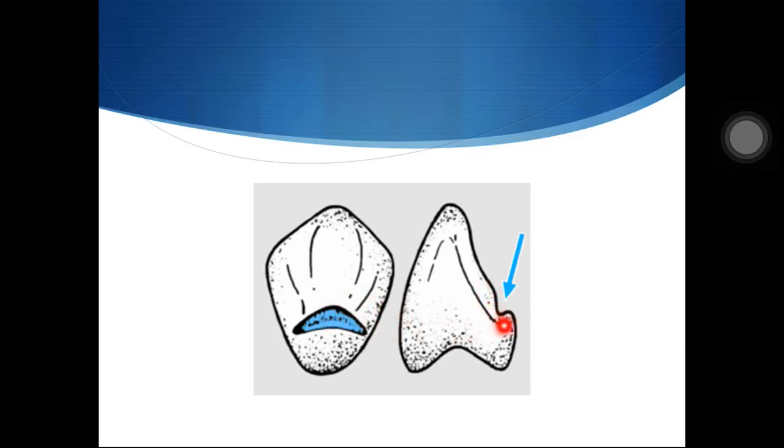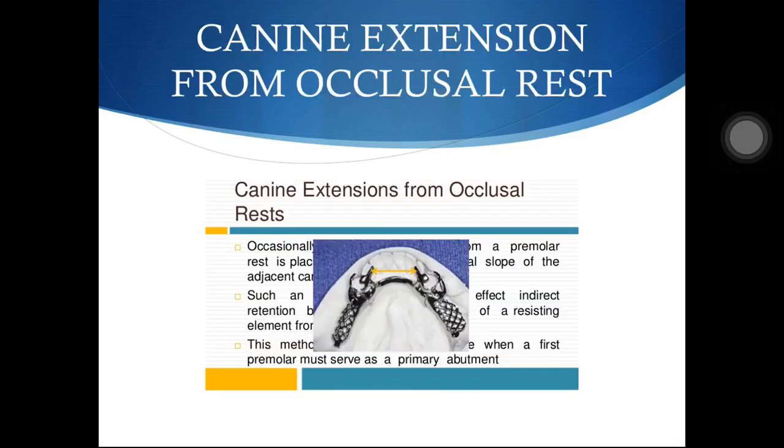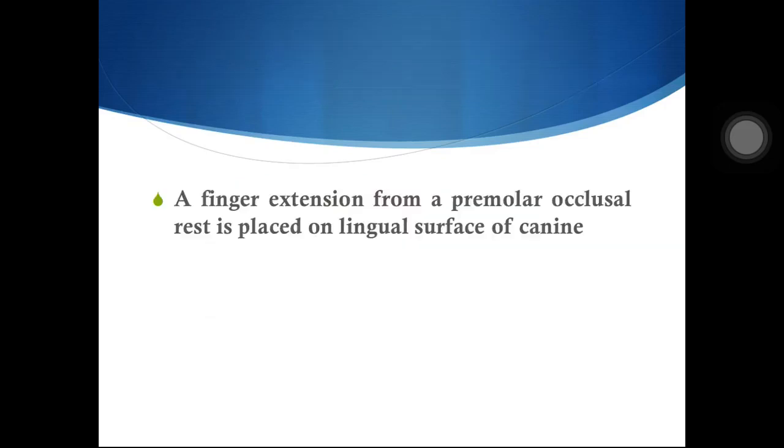You can see that the provision of a rest for indirect retention should have definite seating. This is the basic requirement for the indirect retainer to be effective. Canine extensions from this we will also discuss later.